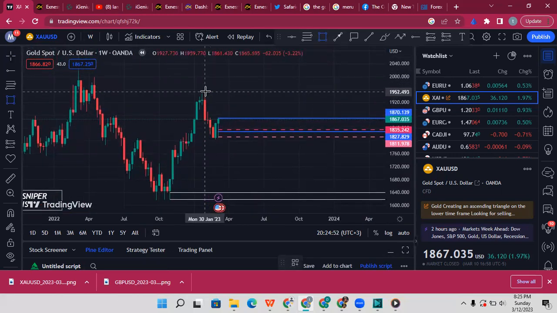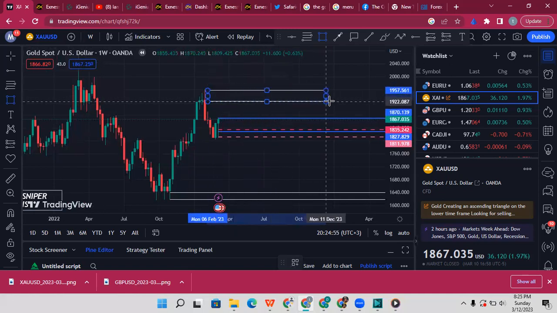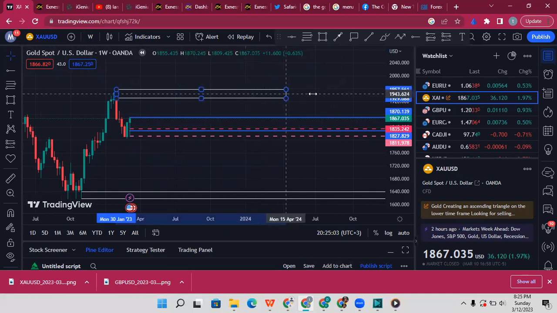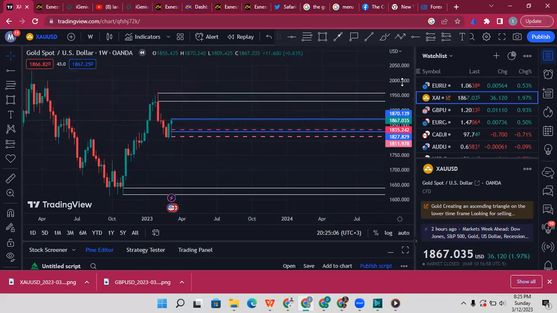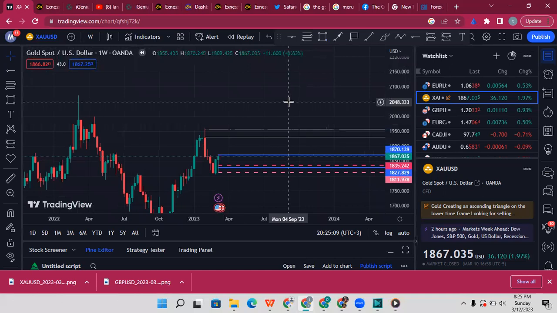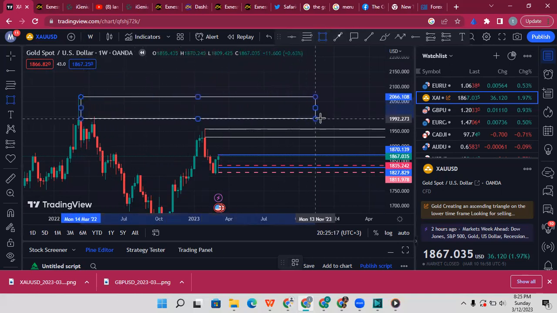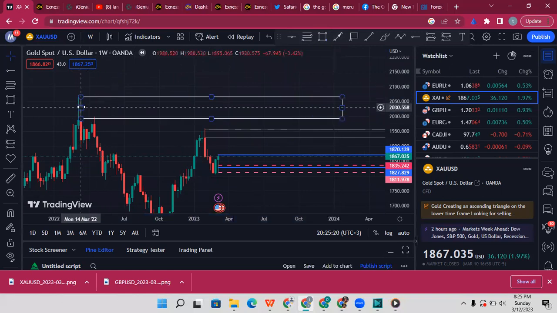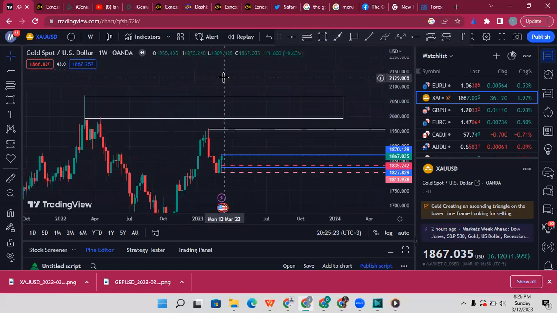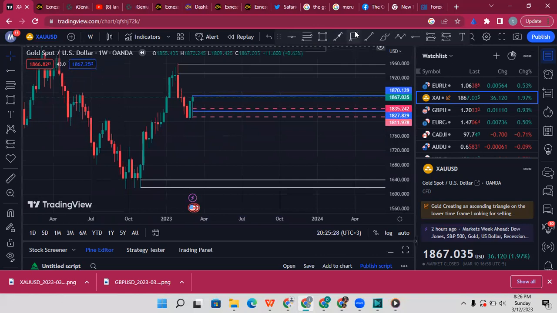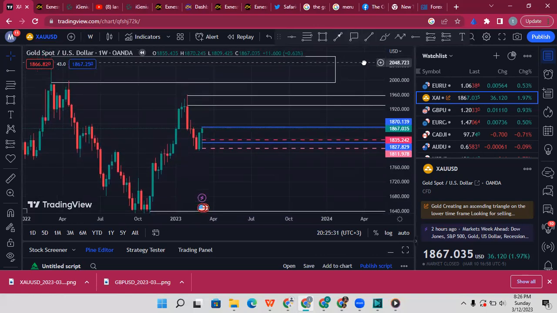And then demand zone, and then supply zone. This is on the weekly time frame. So this is my supply zone 2. And then we have another supply zone, which was here, which was here. So this is another supply zone. So I'm just marking my key areas to trade.